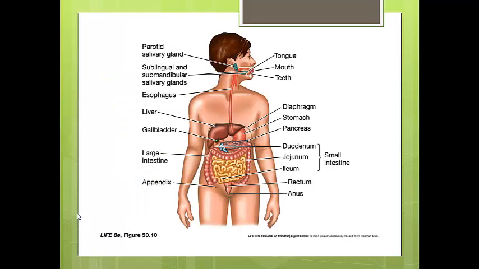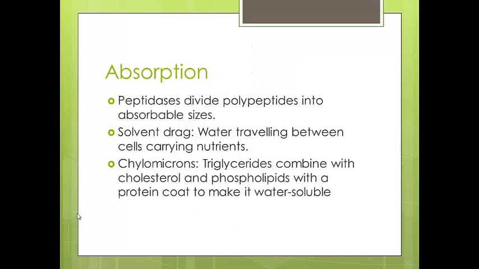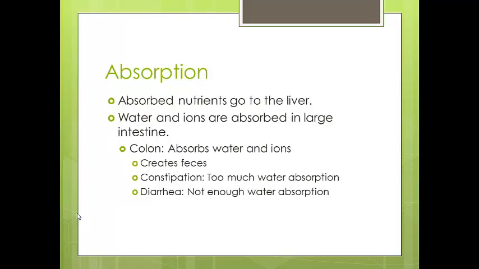Here's a comprehensive digestive system image so that you can look through the whole thing and try to understand more of what I've been saying in words. Absorption is where peptidases divide polypeptides into absorbable sizes. Solvent drag is water traveling between cells that carries the nutrients, so in the extracellular matrix, not through the cells. Chylomicrons are triglycerides combined with cholesterol and phospholipids with a protein coat that makes them water soluble.